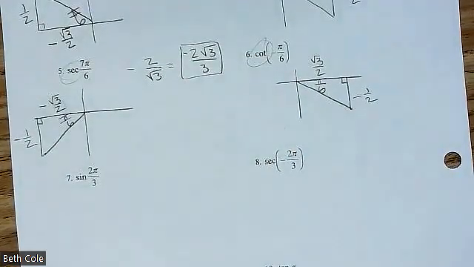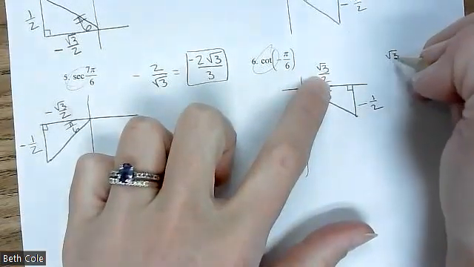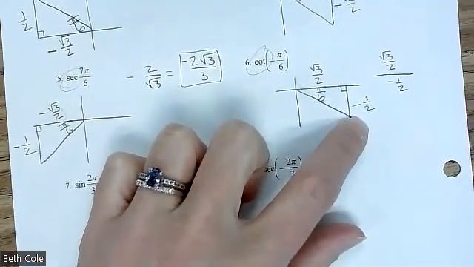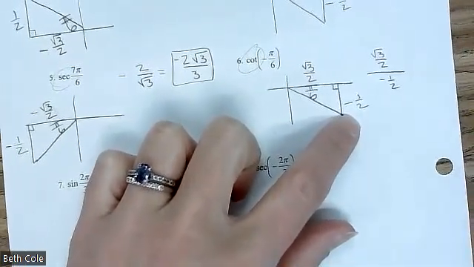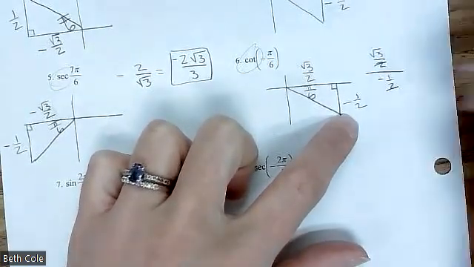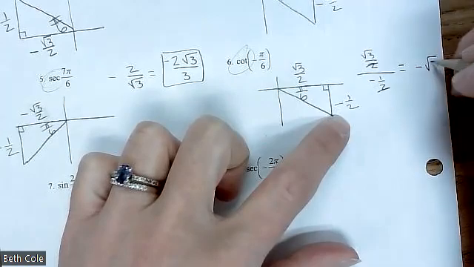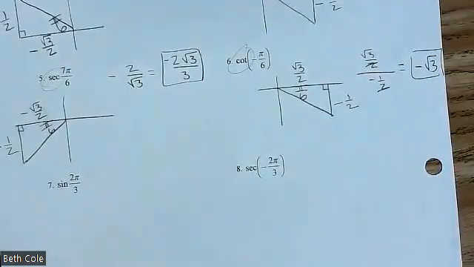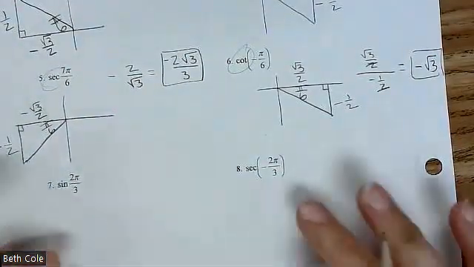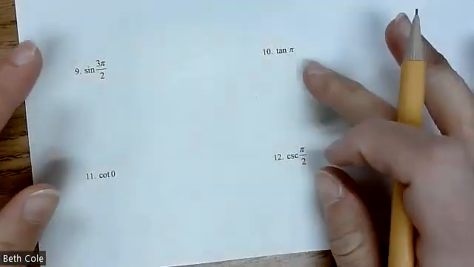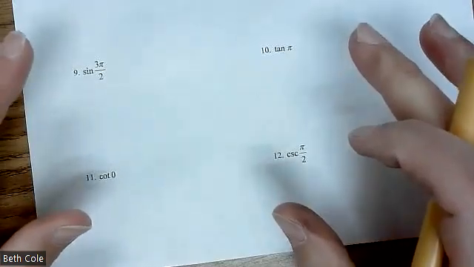Cotangent is how you answer the question. Cotangent is x over y. So that's going to be square root of 3 over 2 over -1/2. But what happens? 2's cancel. You have square root of 3 over -1, which would just be negative square root of 3. I'm going to skip 7 and 8 just for the sake of time here because it's just more of the same. 9, 10, 11, and 12 are your quadrant angles.